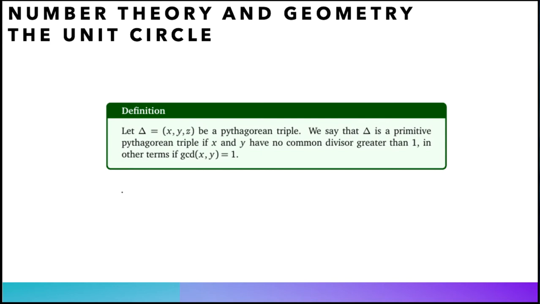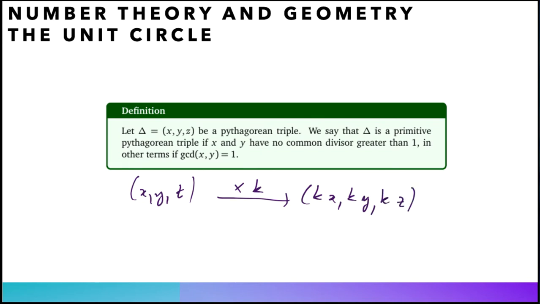A primitive Pythagorean triple generates infinitely many of them. Indeed, if x, y, and z is a primitive Pythagorean triple, then if we multiply this by an integer k, we get kx, ky, and kz, which is another Pythagorean triple, which is of course not primitive unless k is equal to plus or minus 1.